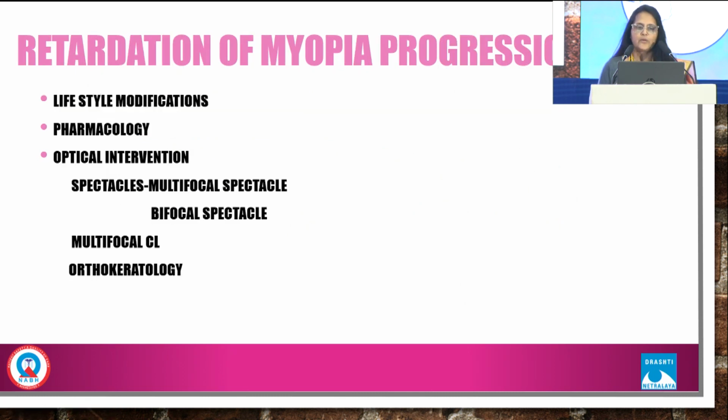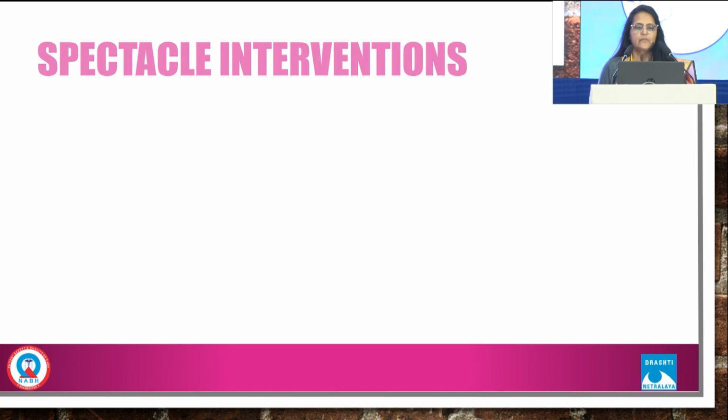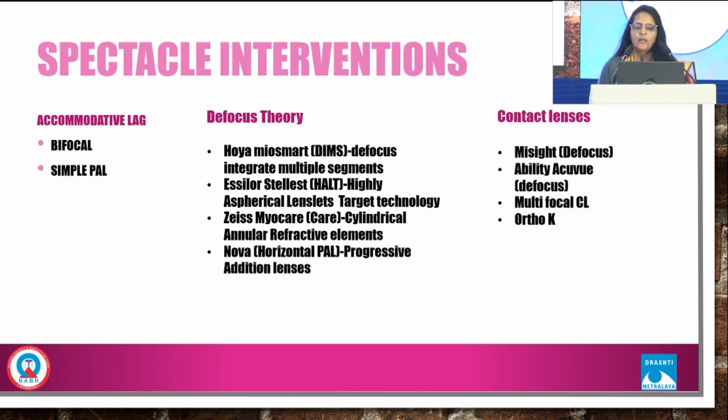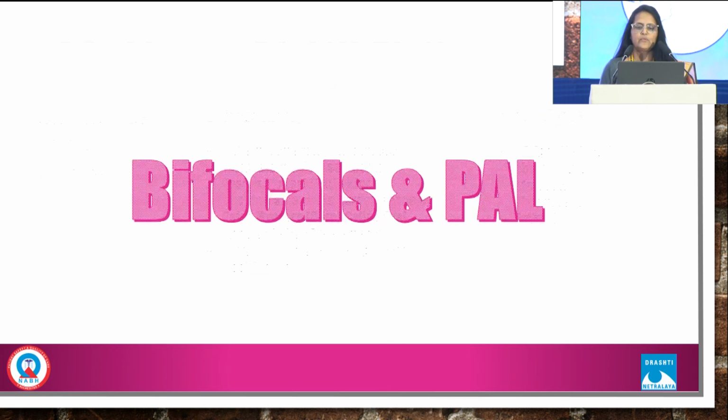Whenever we are talking about retardation of myopia progression, lifestyle modification is the first important part, then pharmacology and optical intervention. When we look at optical intervention, we have many options available, especially for accommodative lag: bifocals and simple progressive addition lenses. To treat hyperopic defocus, there is the defocus theory. We have Hoya Myosmart, SLR Stellest, Zeiss Myocare and Nova horizontal PAL, and of course many contact lenses like MiSight, Abiliti, AccuView, multifocal and Ortho-K.